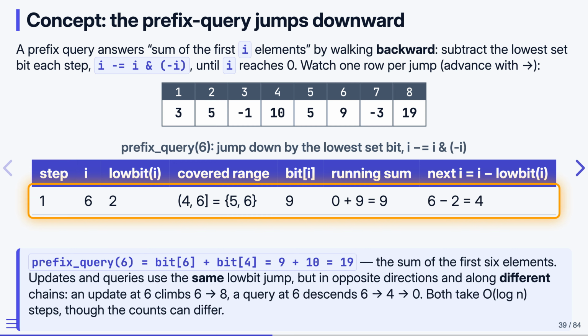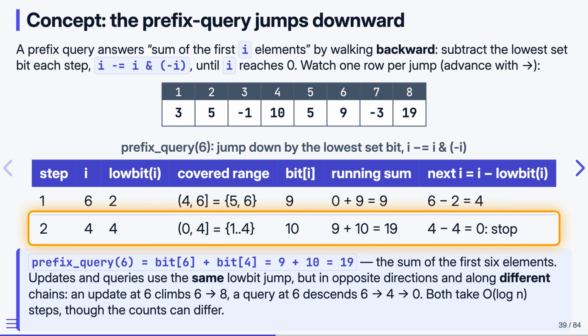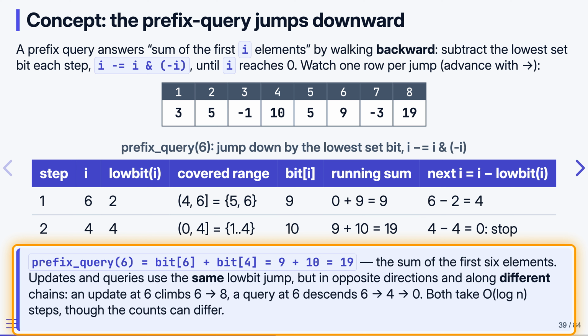Then we subtract the lowest set bit 2, so I becomes 4. Now I is 4. We read bit at 4, which is 10, and add it, giving 19. Then we subtract its lowest set bit 4, and I becomes 0, so we stop. The answer is 19. Notice the pattern.